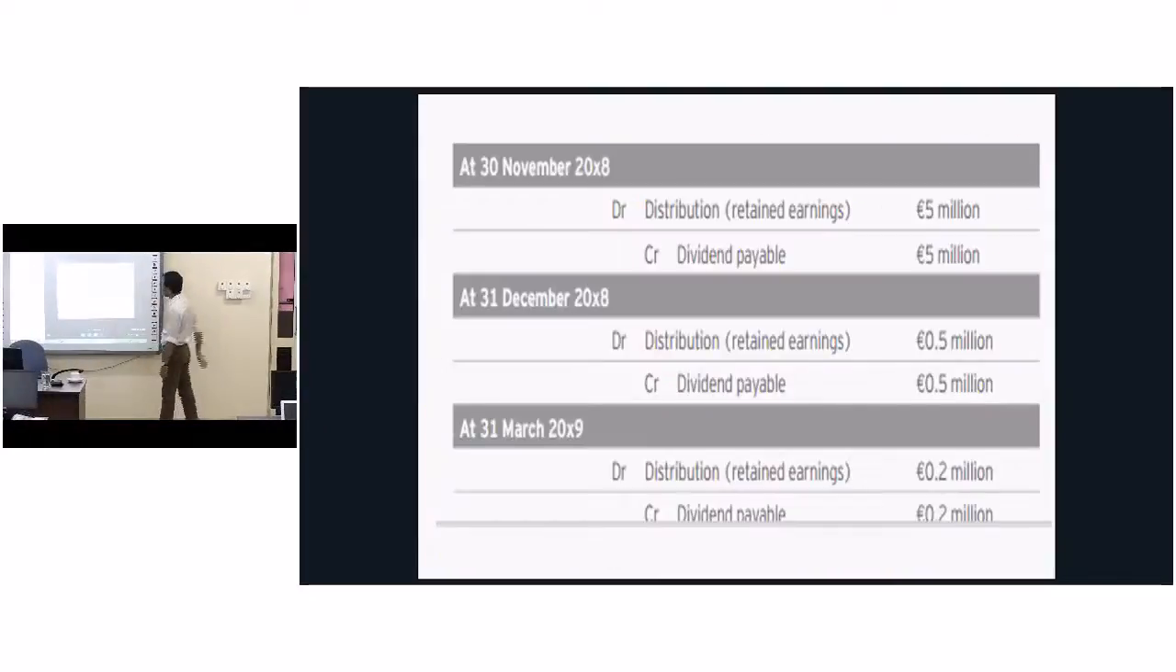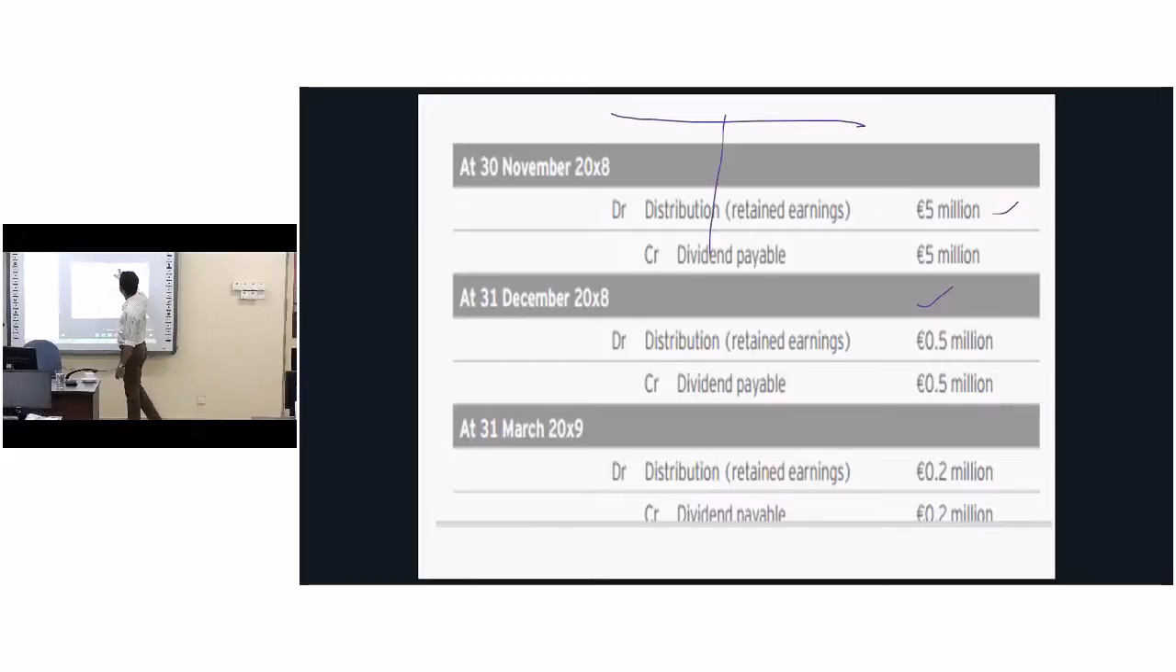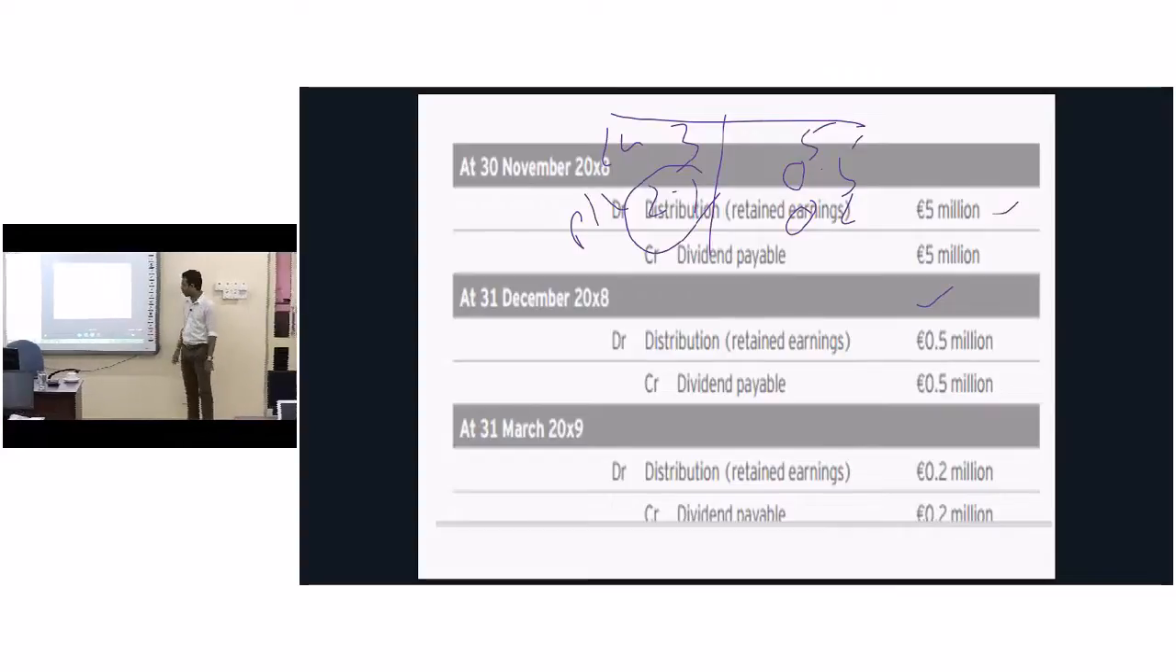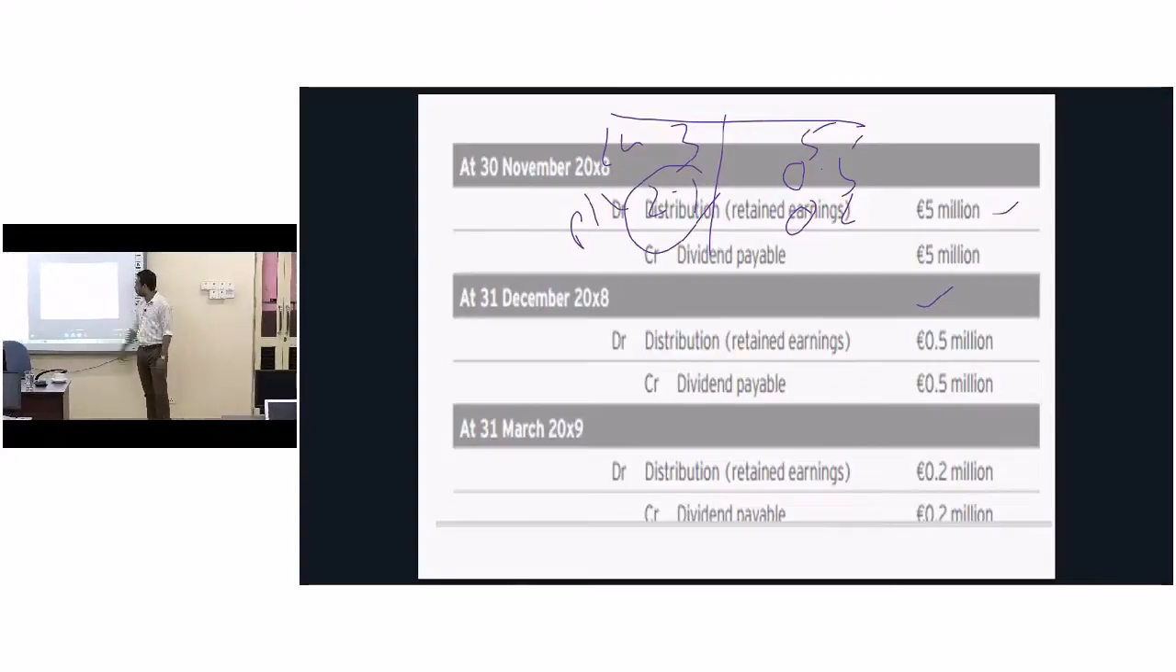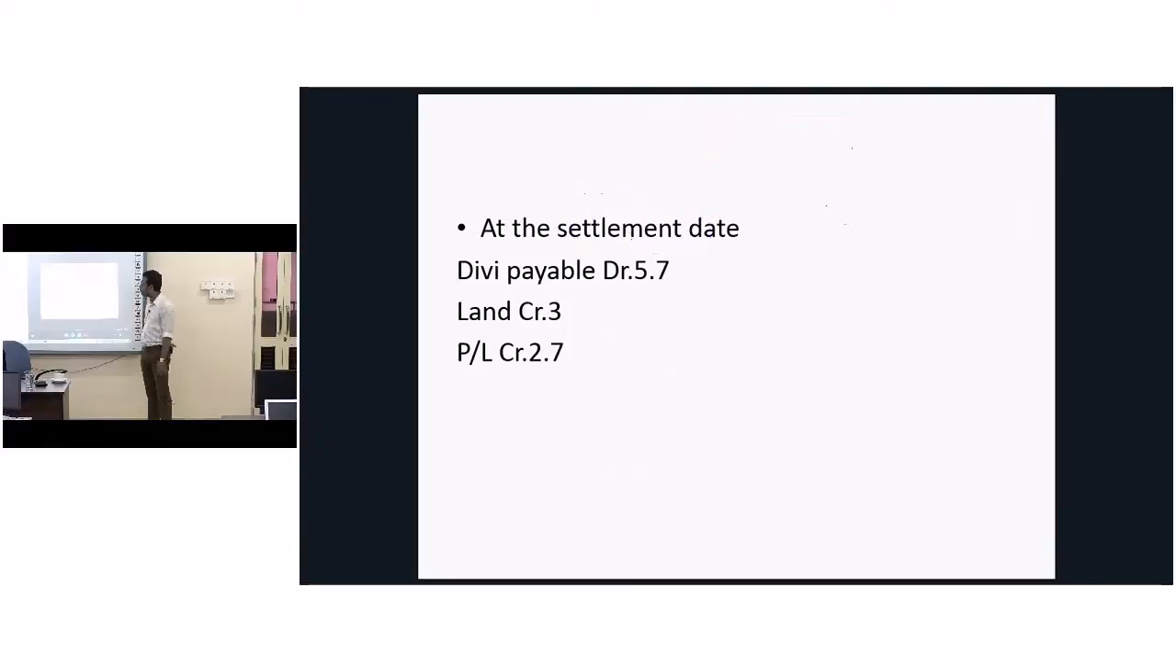Double entries are there. 5 million the original one, look. December 31st means the year end. We have to increase it by 0.5 million. You can remember my account: 5 million, then 0.5 million, then 0.2 million. Then it has 5.7 million there. 3 million for the land I settle, and the balance 2.7 million we charge to profit and loss. So that's it. Okay. At the time of settlement.